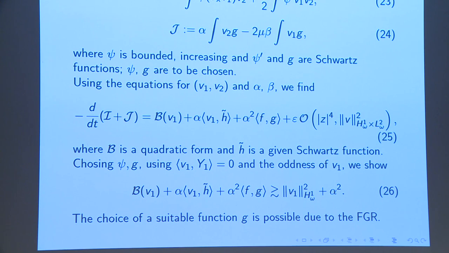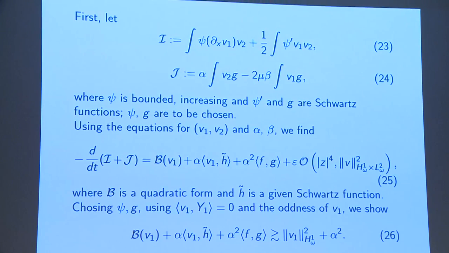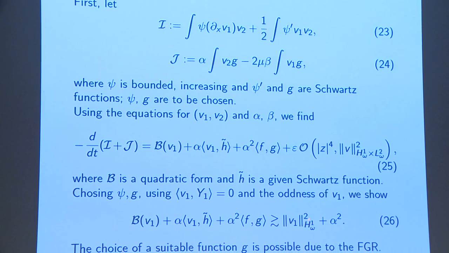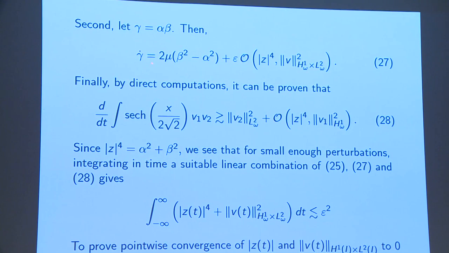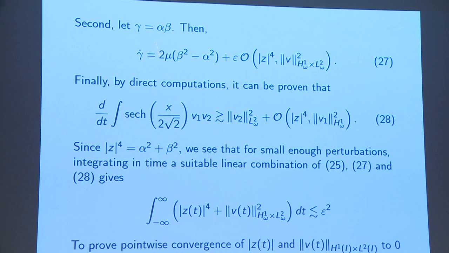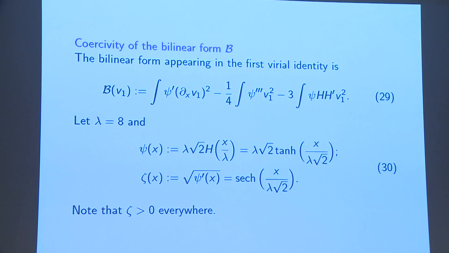I don't want to explain it in detail, it's a kind of involved calculation. But at some point you see that in order to choose g, you have to solve an equation. And this equation can be solved in the way you want only if you have the Fermi Golden Rule. So it's hidden somehow, but it appears. And then, once you have this, this is not enough because you're still missing V2 and beta, but this is easy. Once you have alpha and beta, you find two other virial identities and you compute, integrate and so on, and you get it. So this is not so difficult.